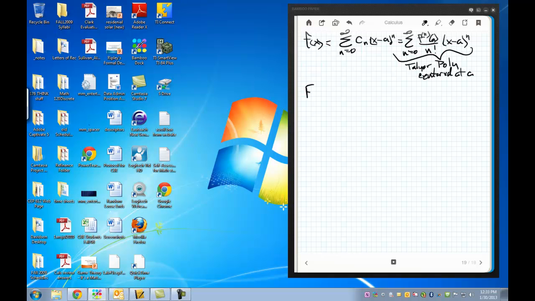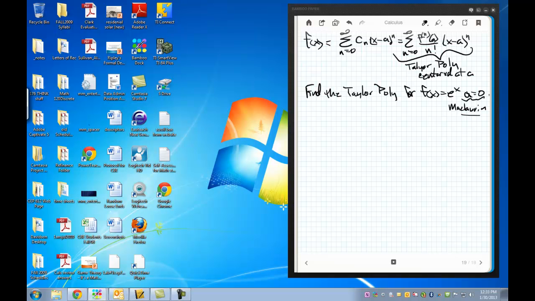We're going to find the Taylor polynomial for f of x equals e to the x. And let's do it for a equals 0. That just means it's Maclaurin. Maclaurin. I'm going to say that over and over again. Sorry, guys.